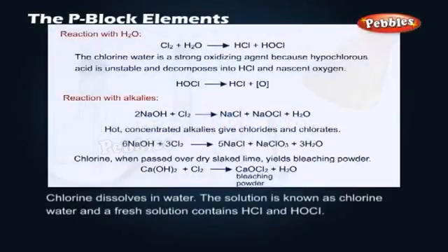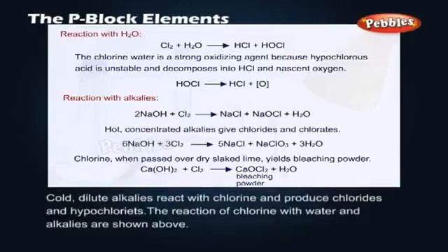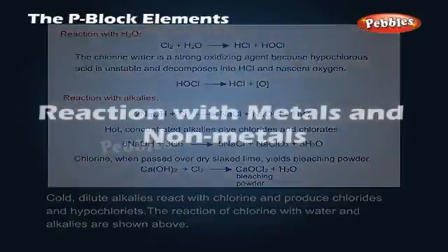Chemical properties. Chlorine dissolves in water. The solution is known as chlorine water, and a fresh solution contains HCl and HOCl. Cold, dilute alkalis react with chlorine and produce chlorides and hypochlorites. The reactions of chlorine with water and alkalis are shown above.